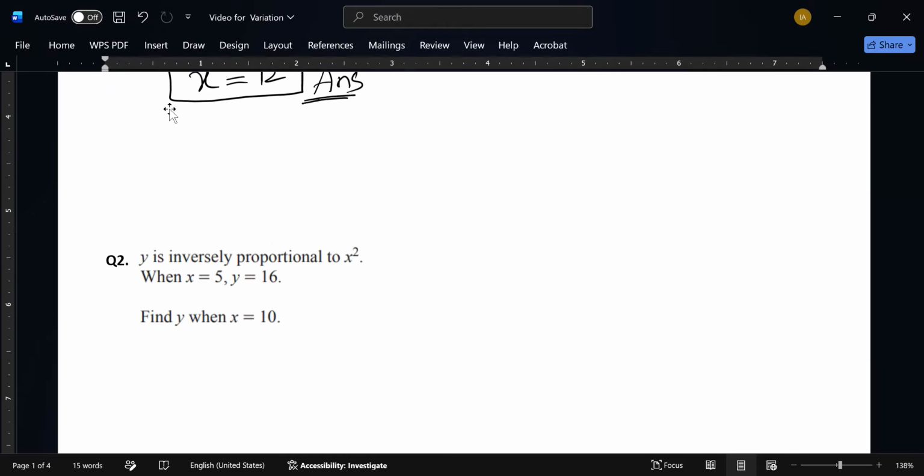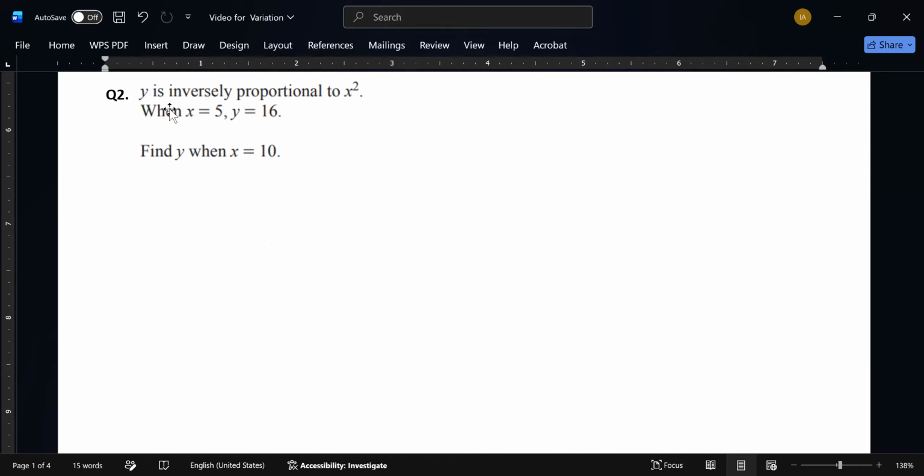What we have: y is inversely proportional to x squared. Where y is 16 and x is 5 squared. But we are looking for the value of y, where the value of x is given, which is 10. Don't forget to write the square.